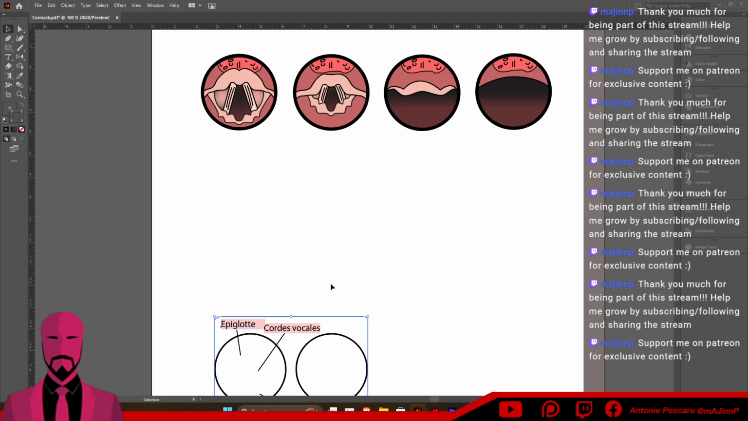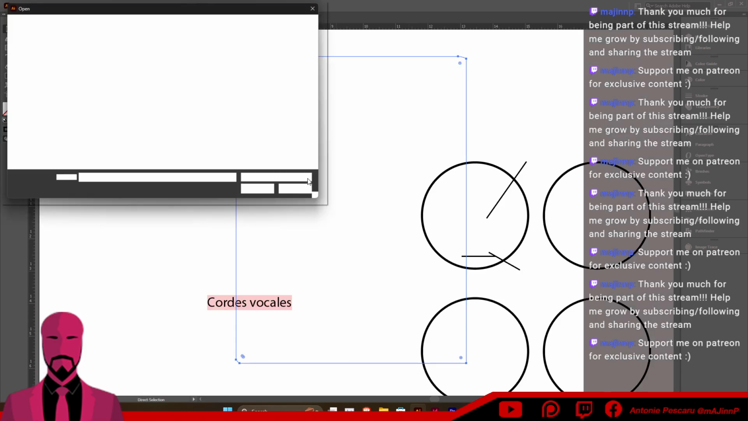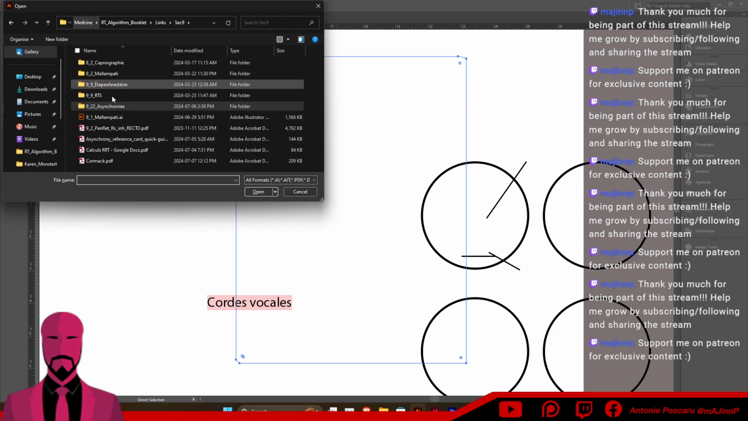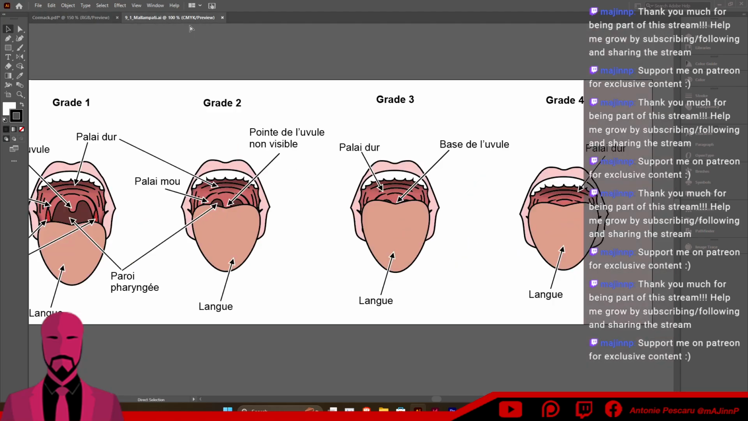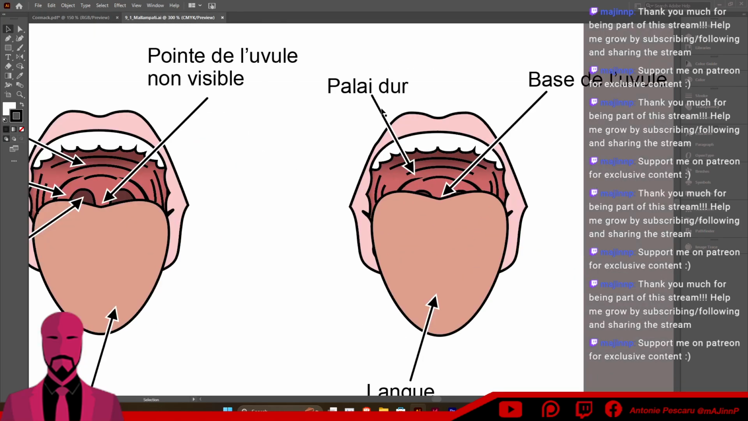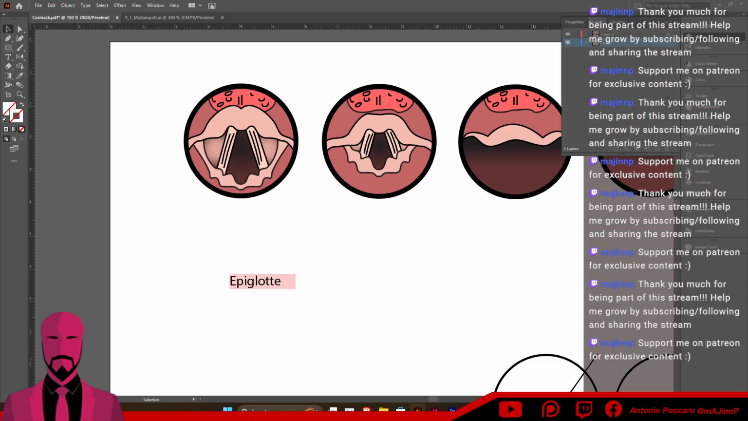So I'm gonna take you... Actually, you know what? Let's open our good friend, the Malampati, because I love these arrows that I did. We also have a second layer, so we'll do a third layer for the text. One of them is the epiglottis.